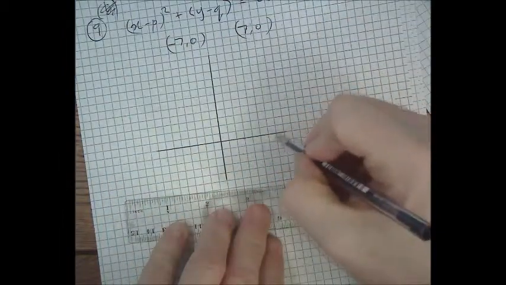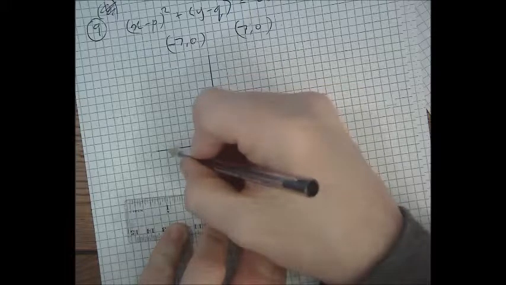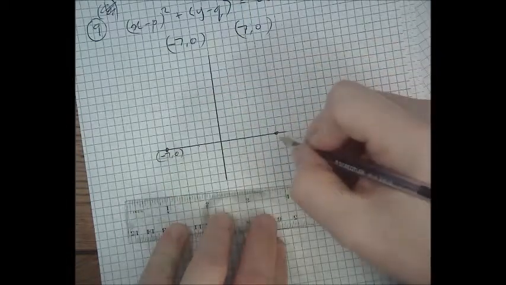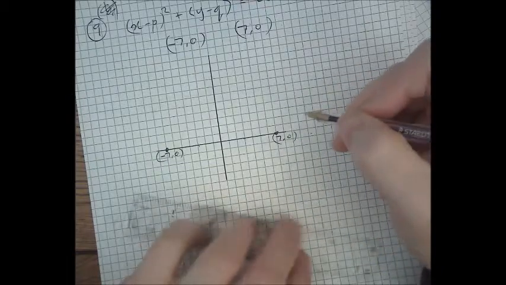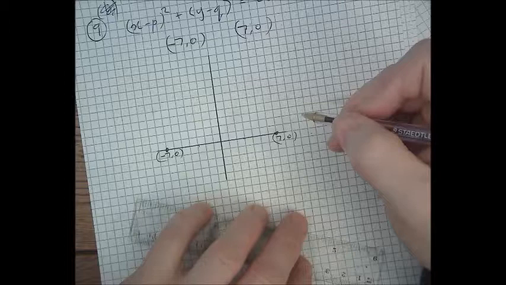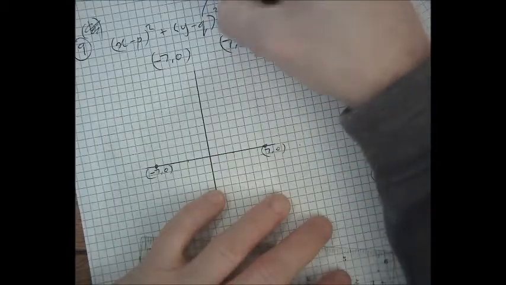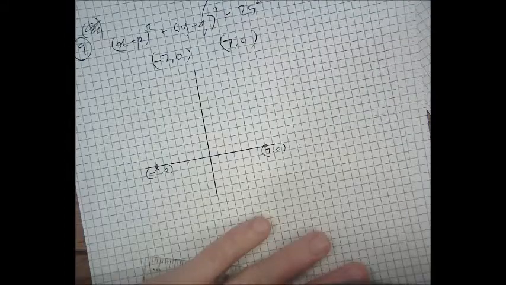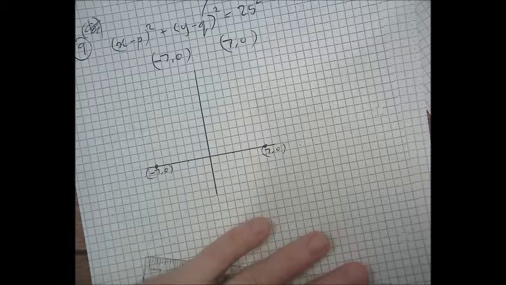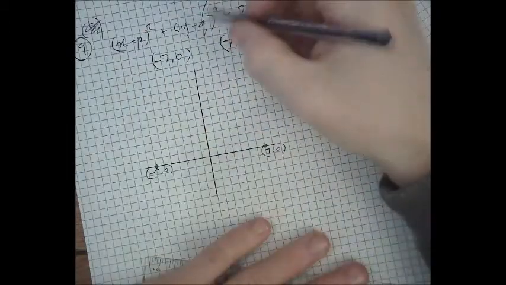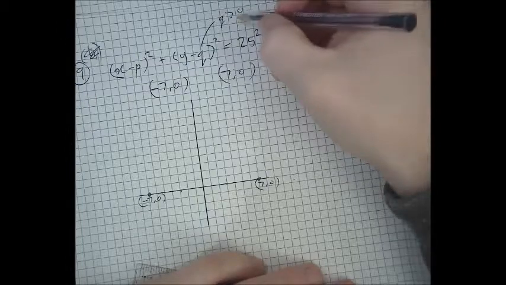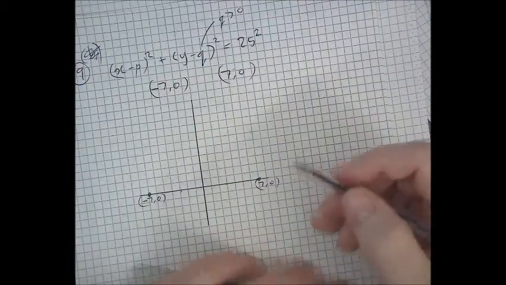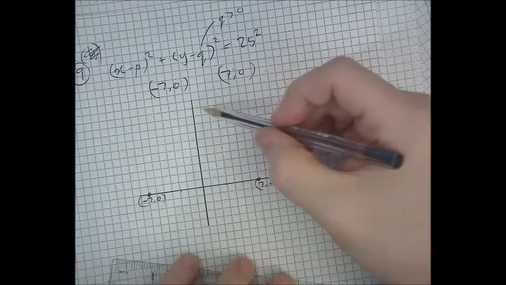So 7, 0, negative 7, 0. I should have been told that Q is positive. Now we're going to find the value of the P and Q. Now because I think the reason why they told us that Q was positive is to help us draw the diagram. The y-coordinate of the centre has to be positive, so therefore the centre needs to be above the x-axis.